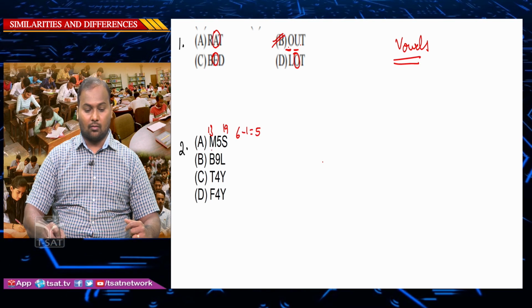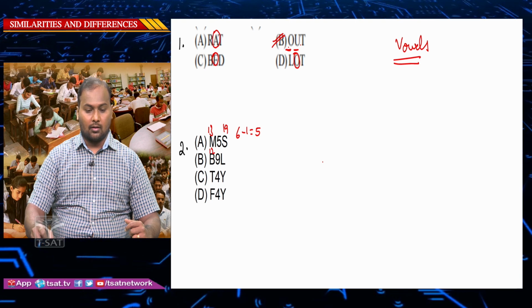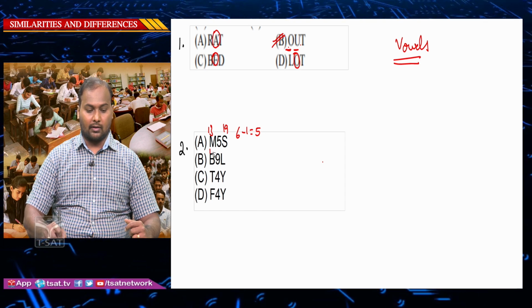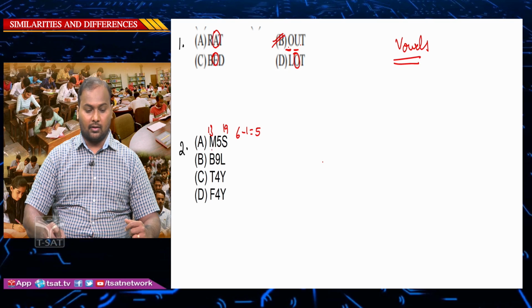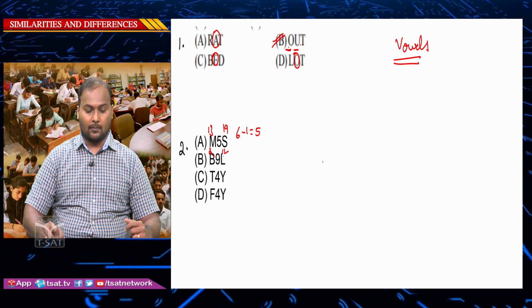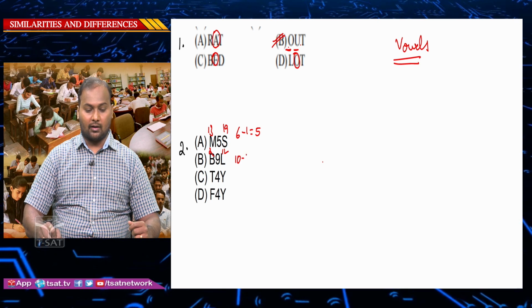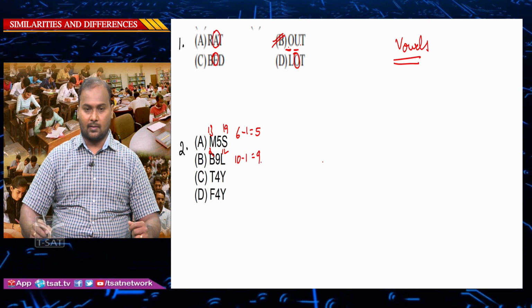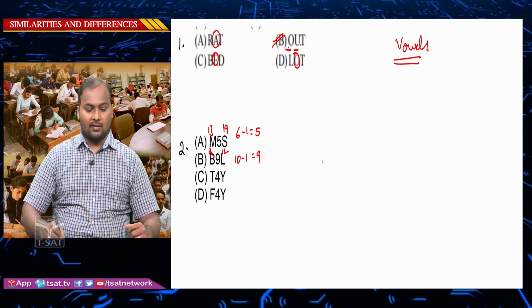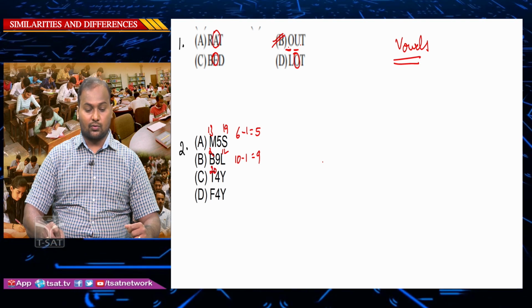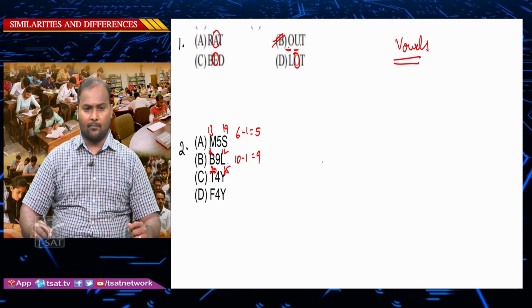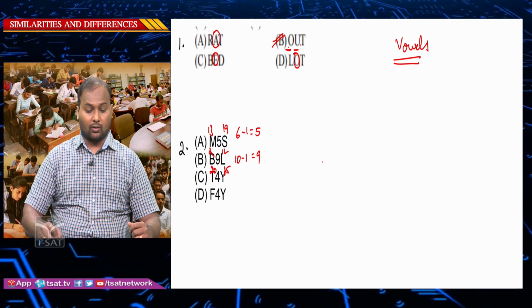In the same way, in coding and decoding, we already studied that B is 2 and L is 12. So, 12 minus 2 is 10. Again, 10 minus 1, you are getting 9 as the center one. In the same way, we know T is 20 and Y is 25. And again, what is the difference between Y and T?